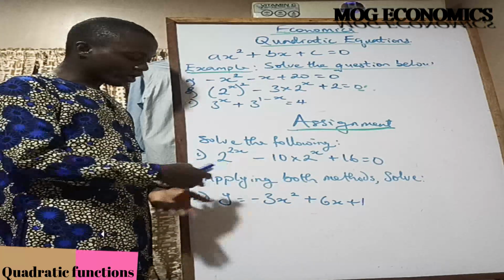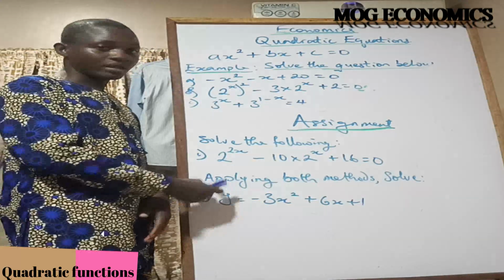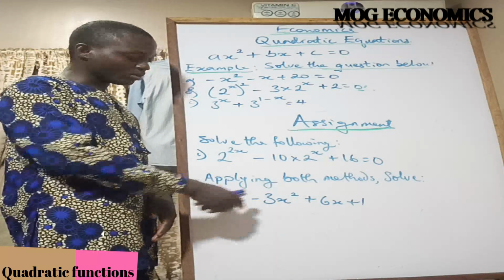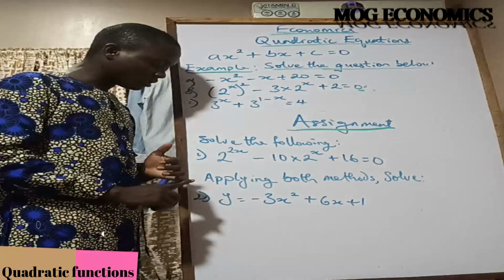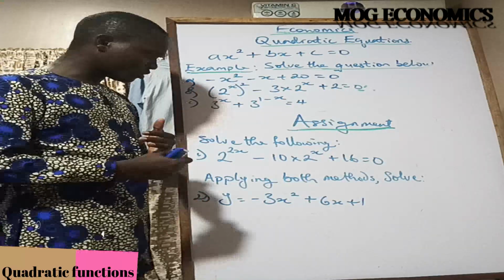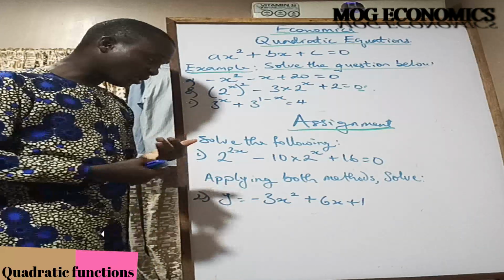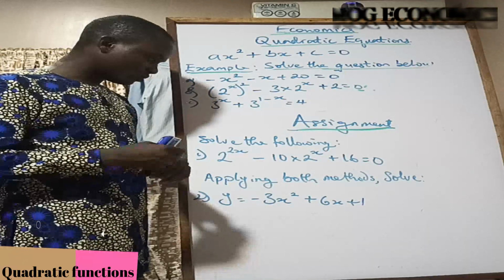So solve y equals minus 3x squared plus 6x plus 1. So just assume this is 0, like just equate this one to 0. So 0 equals minus 3x squared plus 6x plus 1. So use the completing the squares method to solve it. And then can you even use the completing the squares method to solve this thing? Figure it out anyways.